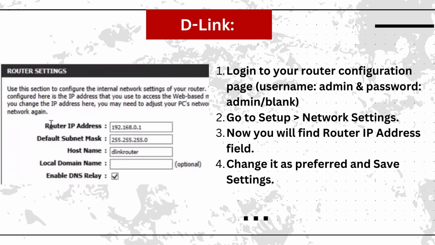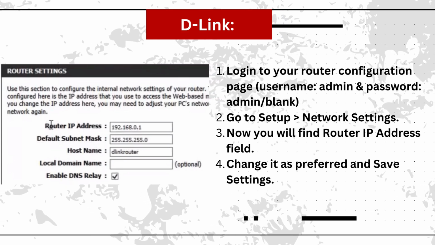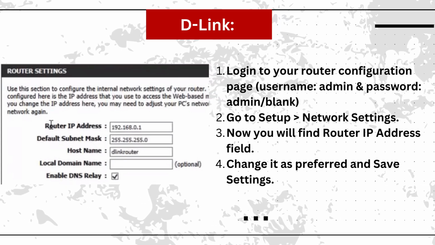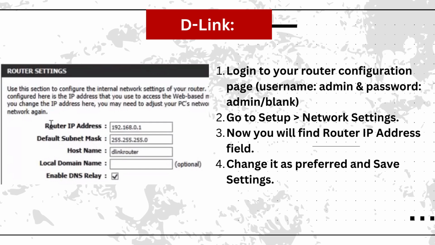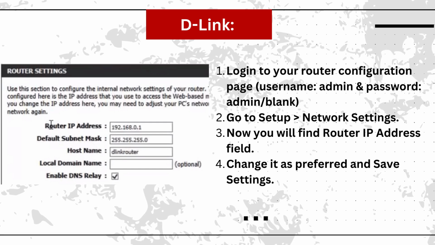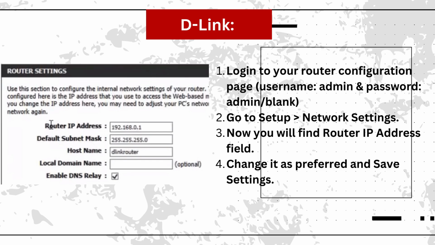Step 1. Log into your router configuration page, username admin and password admin or blank. Step 2. Go to Setup, Network Settings. Step 3. Now you will find the router IP address field. Step 4. Change it as preferred and save settings.